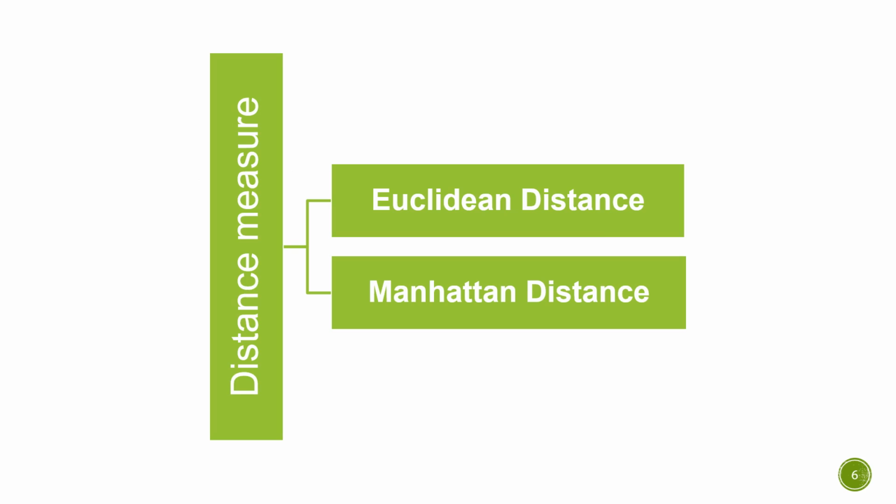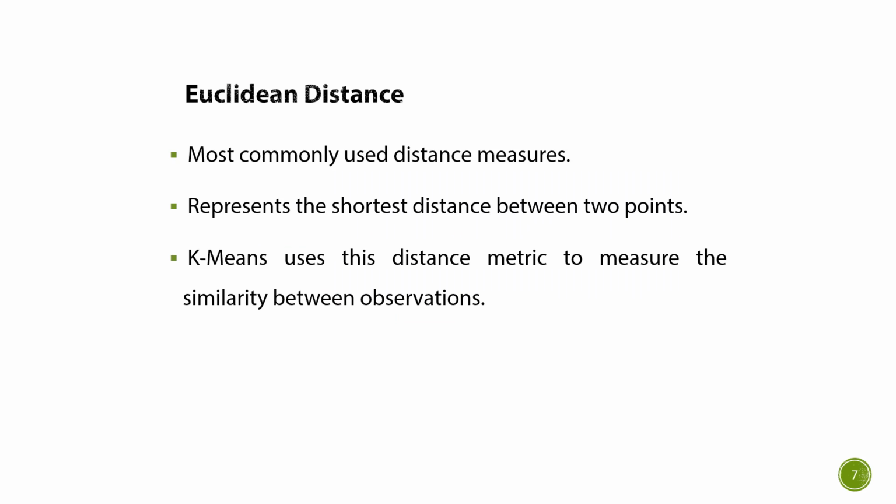In this lecture, we are going to see two distance measures, that is Euclidean distance and Manhattan distance. Let us see them one by one. Now we will see the Euclidean distance measure. This is the most commonly used distance measure. It represents the shortest distance between 2 points. Many algorithms like k-means use this distance metric to find the similarity between observations or instances.